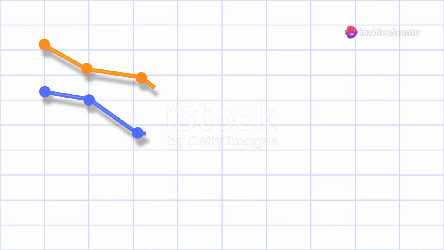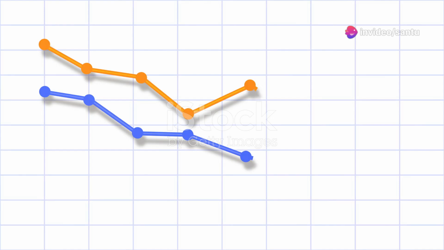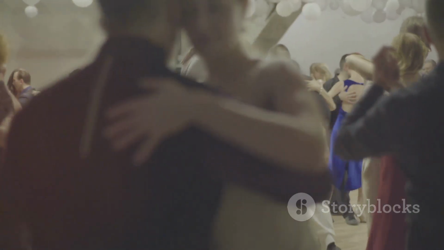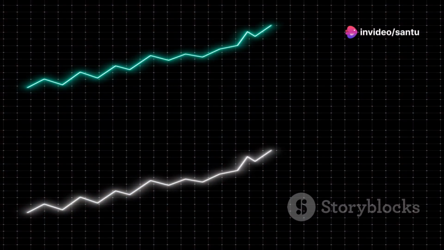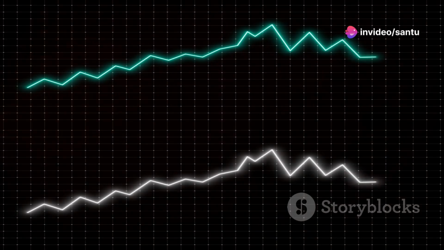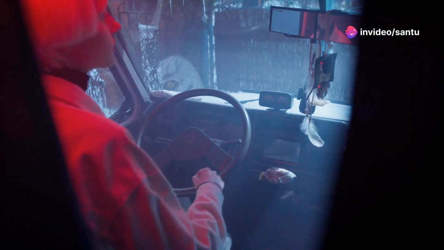In contrast to positive correlation, negative correlation describes a relationship where variables move in opposite directions like partners in a tango gracefully gliding across the dance floor. When two variables have a negative correlation, it means that as one variable increases, the other tends to decrease, and vice versa. Imagine you're driving a car.